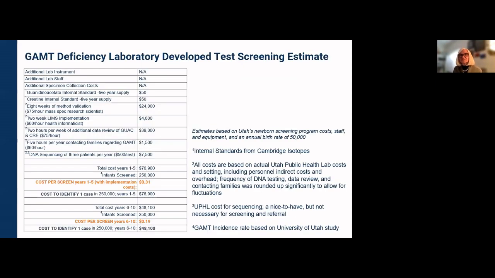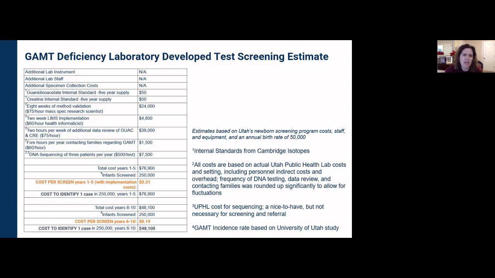Next. And I'm going to ask Heidi, who worked with the Department of Health to finalize the estimate that they have worked on. Thank you. So we estimated our cost for implementing and ongoing screening of GAMT deficiency based on Utah's situation. This is a lab developed test. We realize that's not the situation in every state, but we did think it was informative just to see Utah's experience and what that possibility is like.